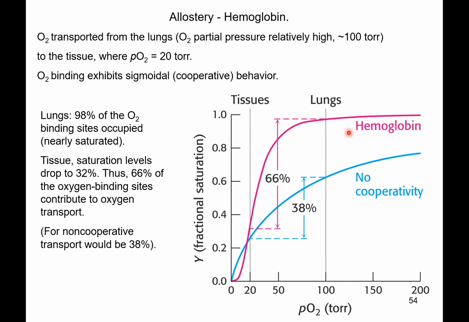So allosteric regulation we've already talked about, and that example is hemoglobin. In an example, if we had no cooperativity, the curve here would look like this in the blue. When we have allosteric regulation of the enzyme, we get cooperativity, and it turns into this sigmoidal curve.